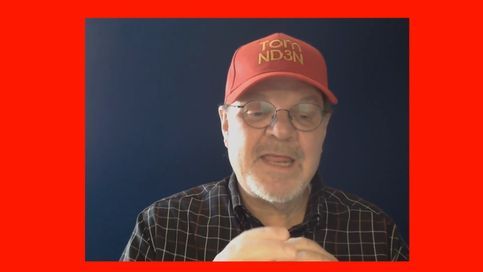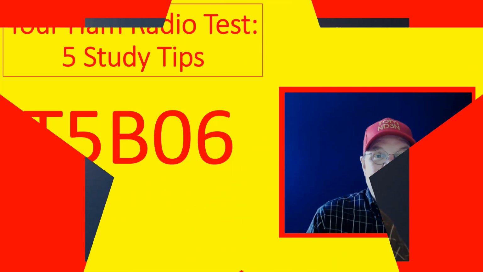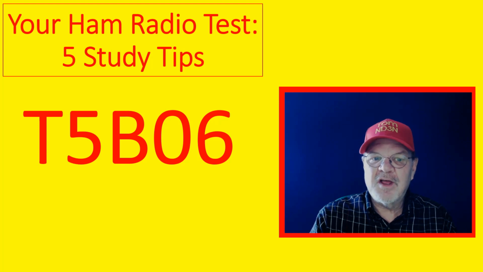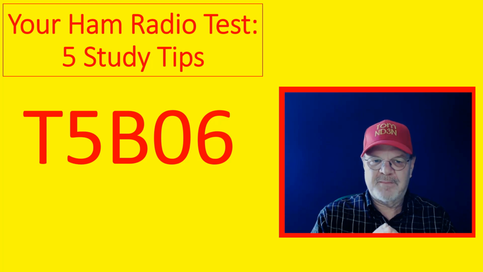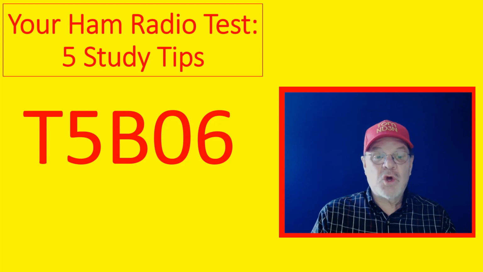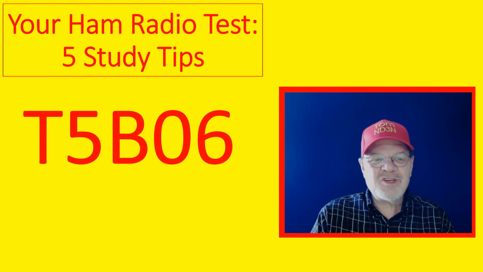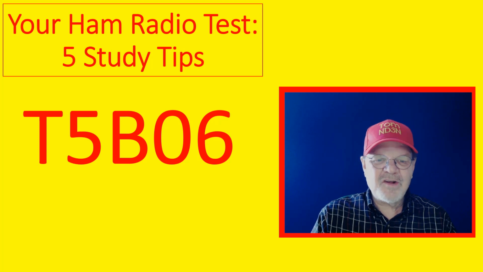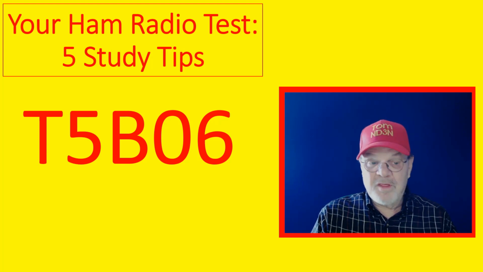Let me start by explaining how the tests are put together. The easiest way to do that is to look at the question identifier. Each test, technician, general, and extra, is called an element, and each consists of 10 sub-elements. Each sub-element has between 1 and 6 topics, and your test will be one question from each topic. Here's how the questions are labeled, and it shows which test you're taking, which element, which sub-element, and which question within the sub-element, within the topic.